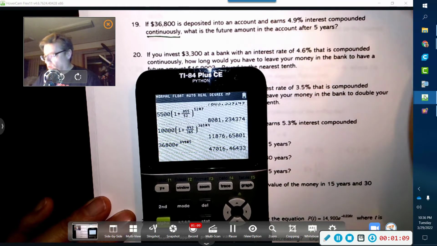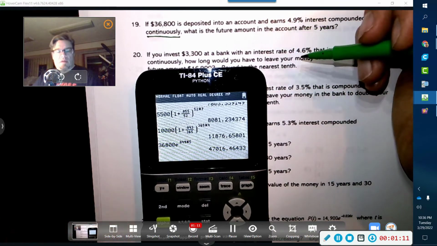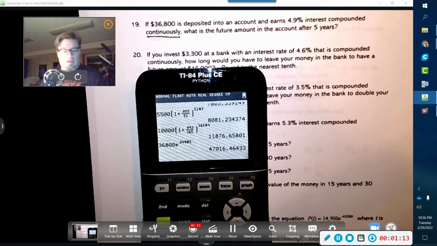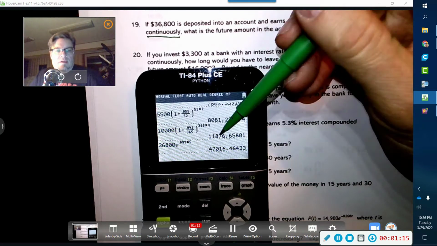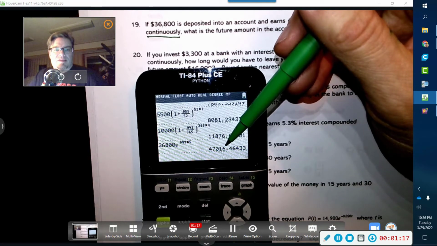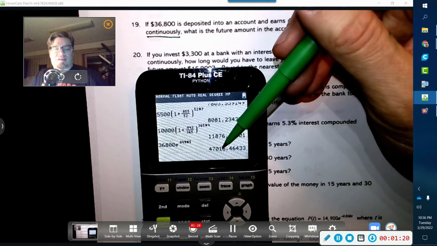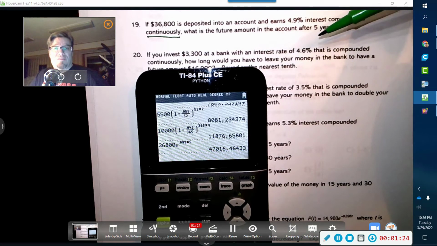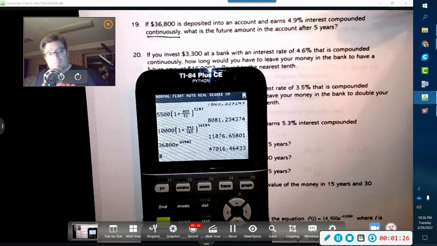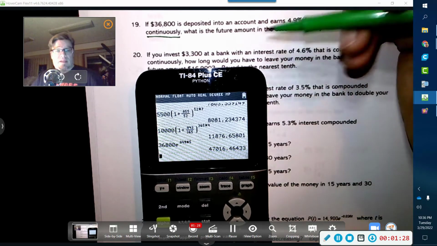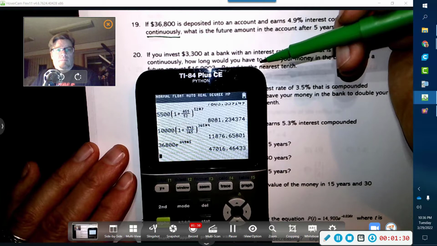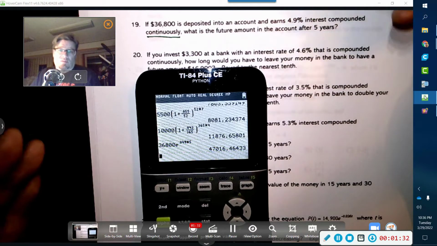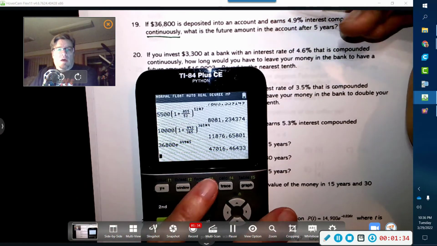And as long as it makes sense to you, always fact check reality. Does $47,016.46 make sense for 5 years at almost 5%? Hopefully it does. It should. That's reasonable. It's pretty good actually, because it's 5%. It's pretty good. All right.